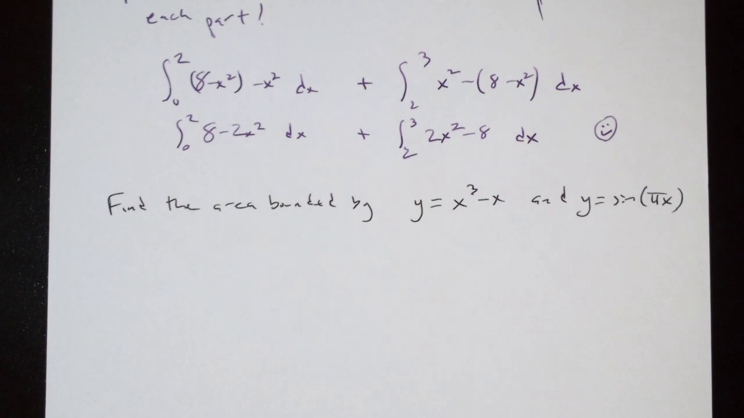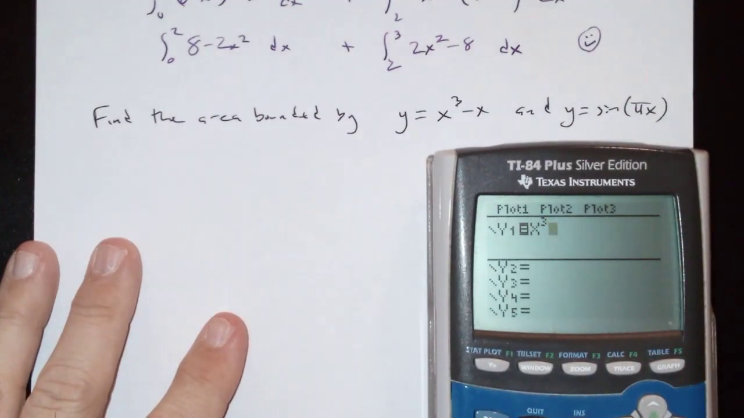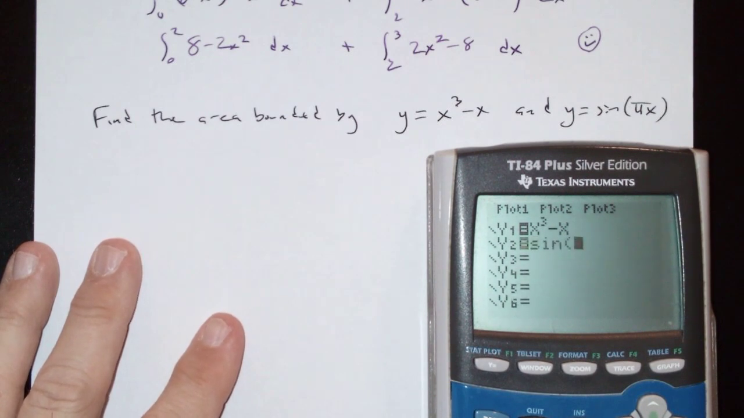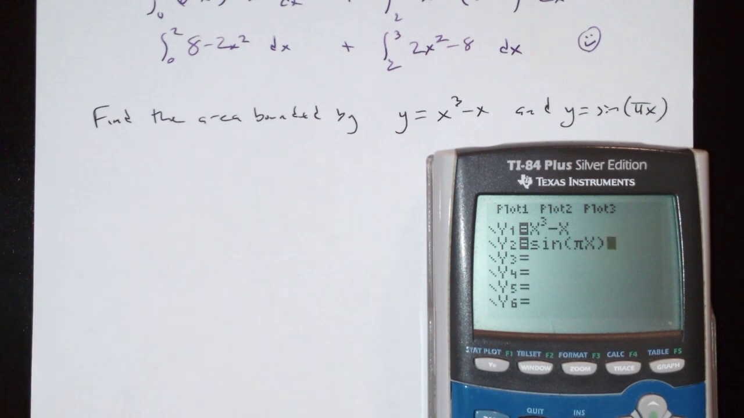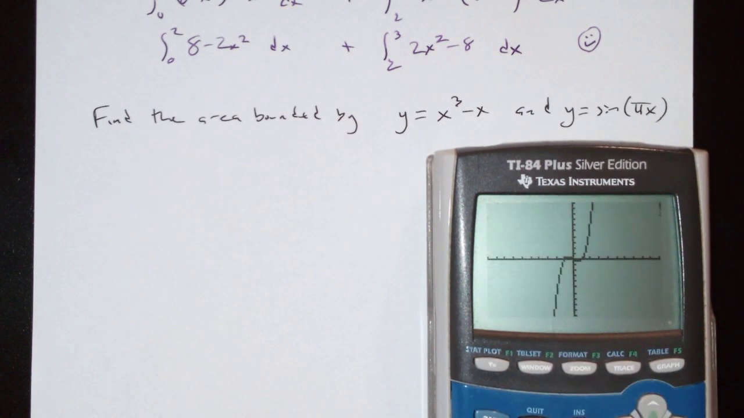So wait a minute. You only gave me two pieces. How do I get four boundaries with only two pieces? Let's make a picture. A graph's going to help here. When I graph this, standard window, x cubed minus x, the sine of pi x. Aha. Look at what's going on in the middle there. I'm going to zoom in a bit.